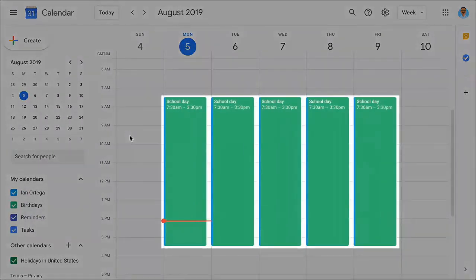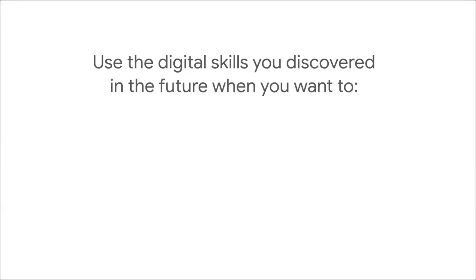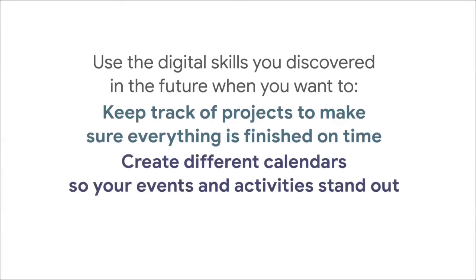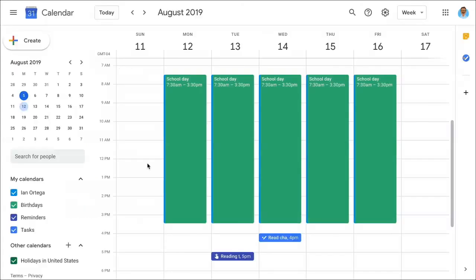You created events for school activities, created tasks for things you need to do, and added reminders for your events. Use the digital skills you discovered in the future when you want to keep track of projects to make sure everything is finished on time, create different calendars so your events and activities stand out, or remind yourself about important dates. A calendar is a great tool for keeping track of important information about your schoolwork and personal activities. Being organized and managing your time are skills you will use throughout your life, whether for school, home, or your future career. When you clearly see what you need to do, when, and what you need to be prepared for, you will be more successful.